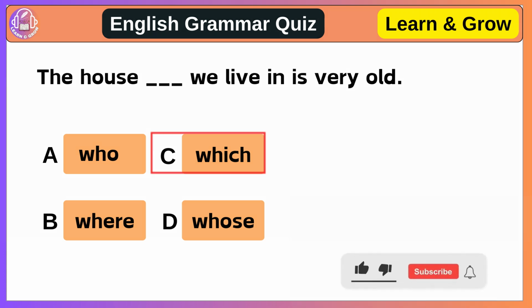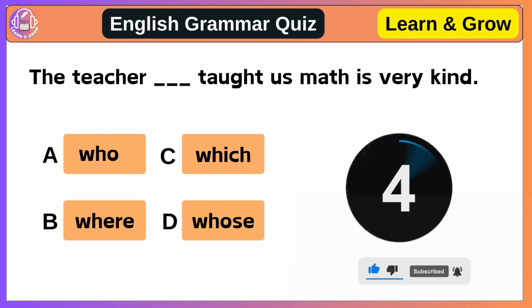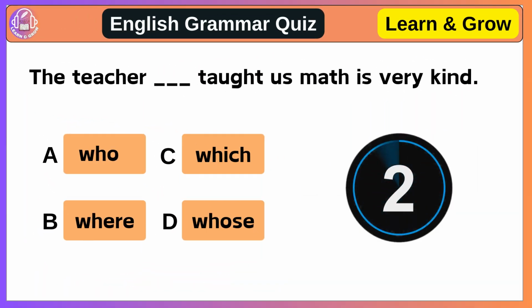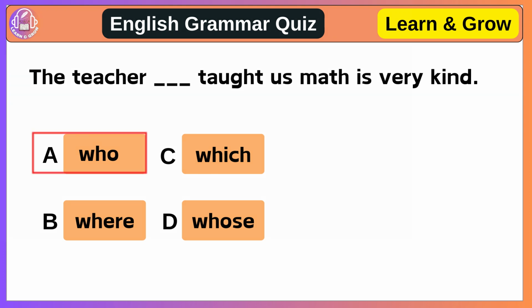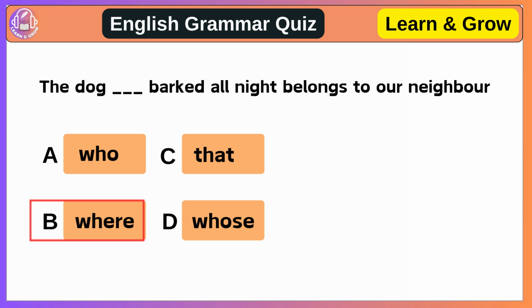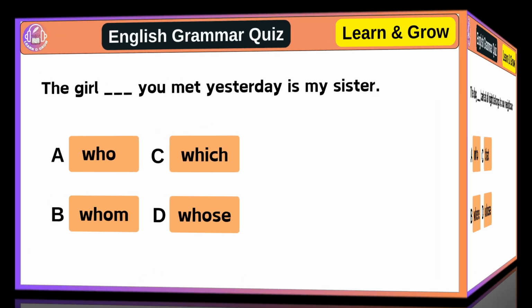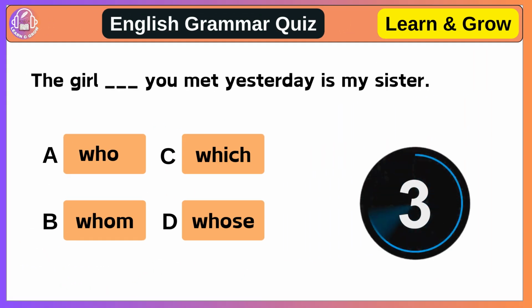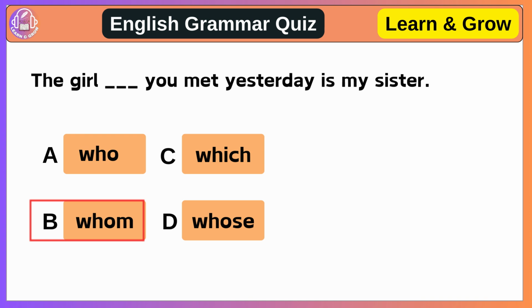Option C. Which? The house which we live in is very old. Option A. Who? The teacher who taught us math is very kind. Option B. That. The dog that barked all night belongs to our neighbor. Option B. Whom? The girl whom you met yesterday is my sister.